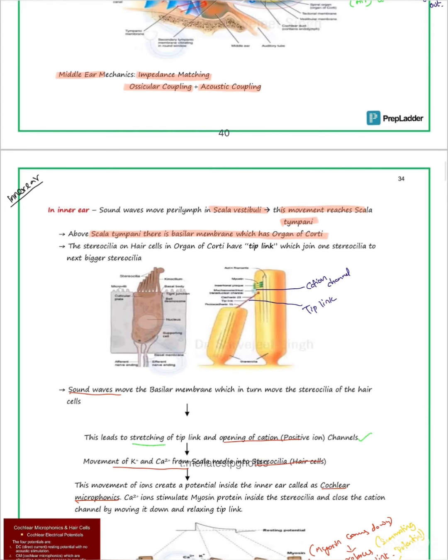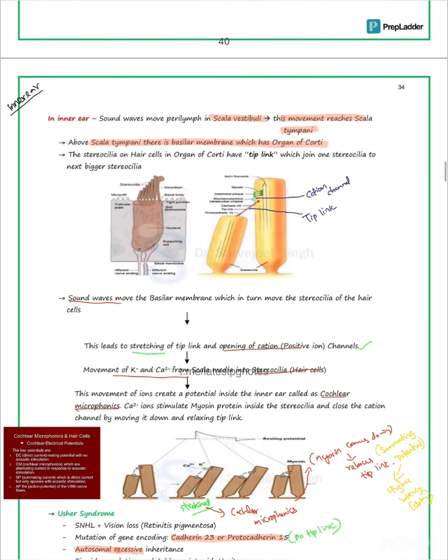Then let me go into the inner ear. In the inner ear, the sound wave first goes into the scala vestibuli, then the movement reaches the scala tympani. Above the scala tympani there is the basilar membrane. So the basilar membrane will be stimulated, and it activates the organ of Corti. The organ of Corti is the principal organ of hearing, the basic unit of hearing.